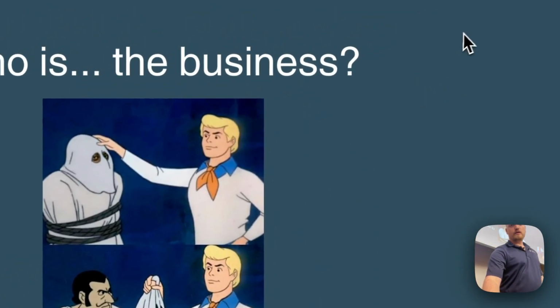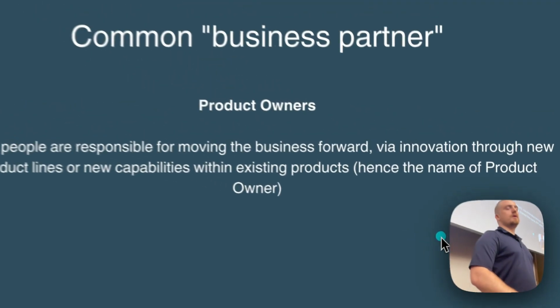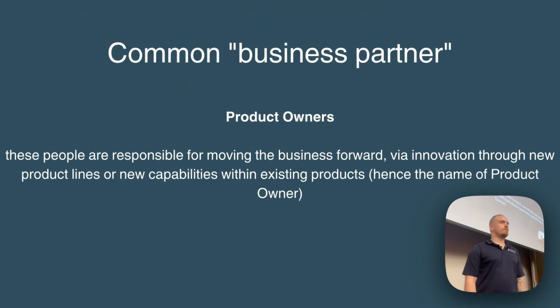So who is the business? Let's pull off this mask of who is the business. Think about a business partner, someone you've had before, someone I've had before. Product owners can be a business partner. These people are responsible for moving the business forward via innovation, through the means of new product lines or new products. You could have an innovator, you could have a product manager, there's a lot of different product people, but product really is what's a new thing we can do that we haven't done before, or how can we make the things we're doing better? And they maybe even want to launch new products.